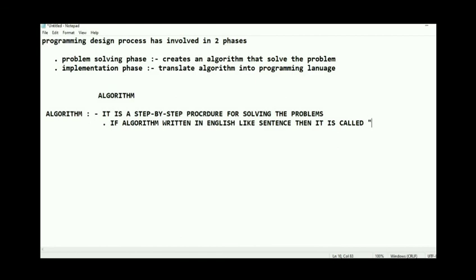Now what is an algorithm? An algorithm is a step-by-step procedure for solving a problem. If an algorithm is written in English-like sentences, then it is called pseudocode.